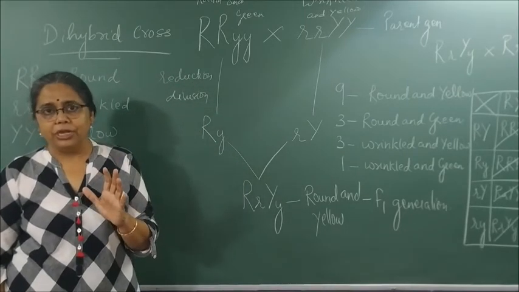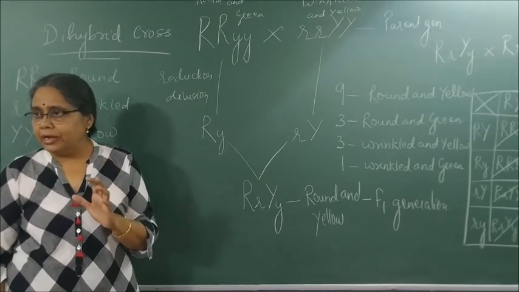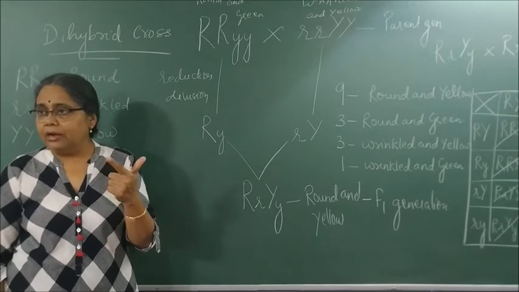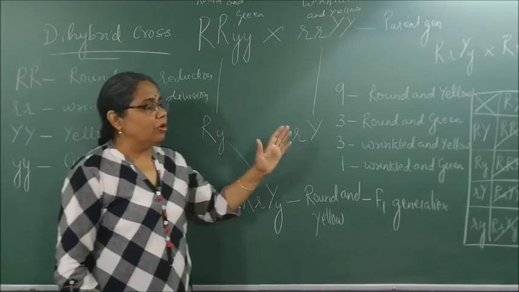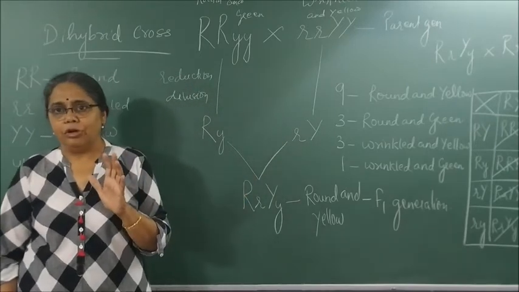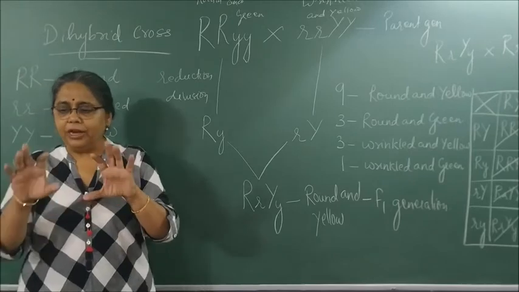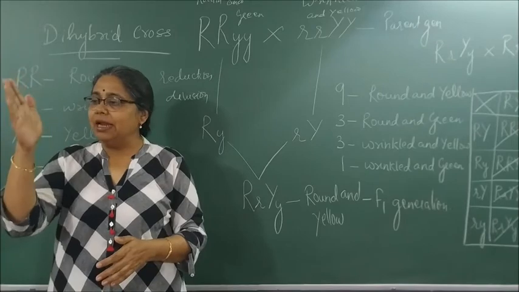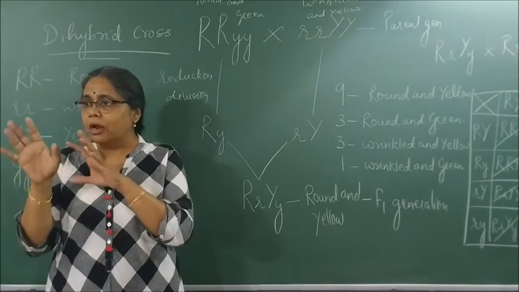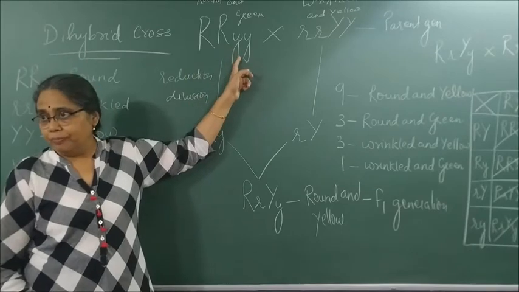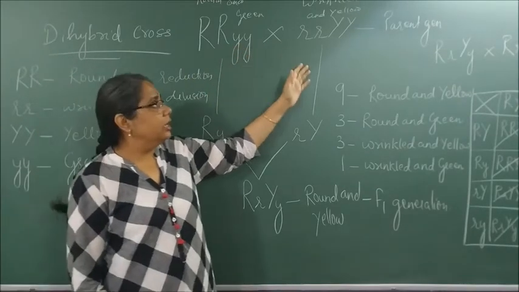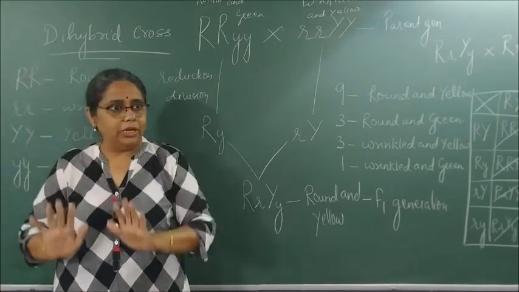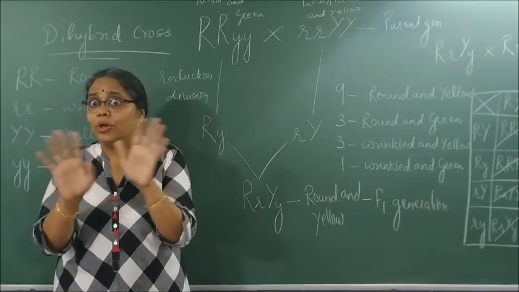The dihybrid ratio indicates a law. Yesterday I told you 2 laws. What were they? Law of dominance and law of segregation. This indicates the law of independent assortment. That means if two characters are getting inherited, the first character independently assorts itself. Round does not influence yellow or green, or green wrinkle does not influence yellow. Round will only talk about itself and yellow will only talk about itself. They will not influence each other.